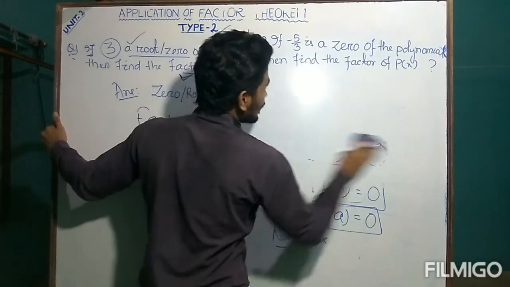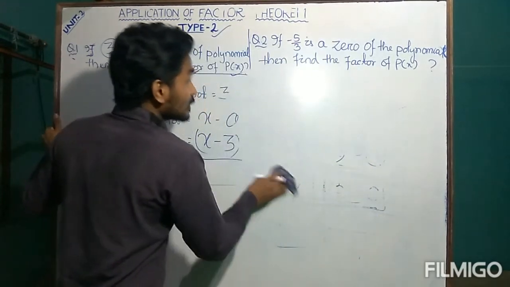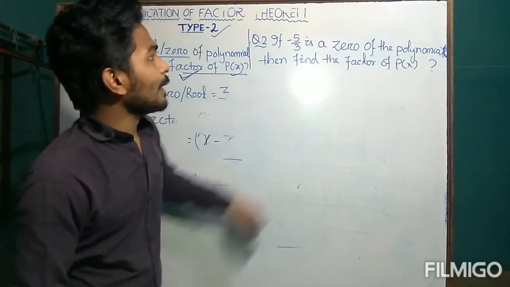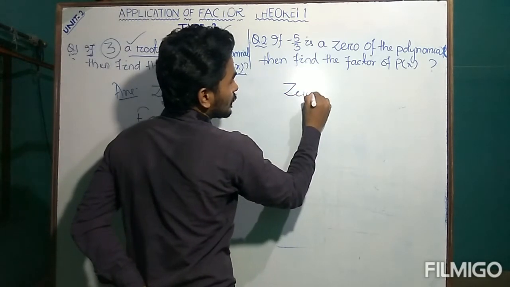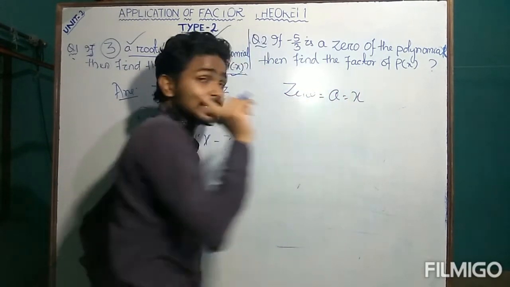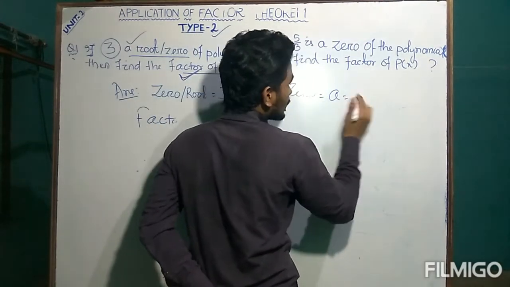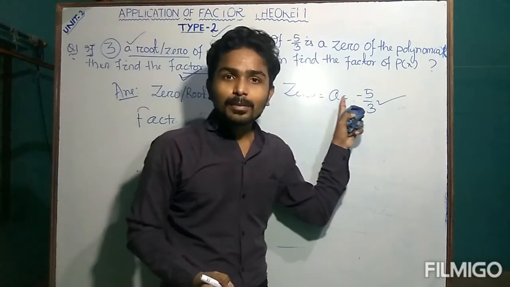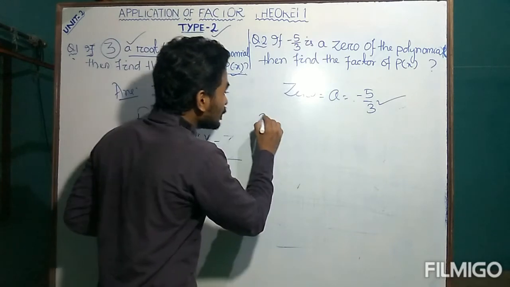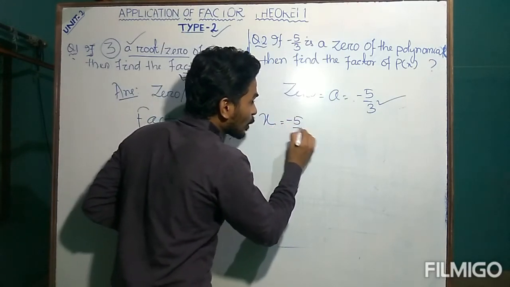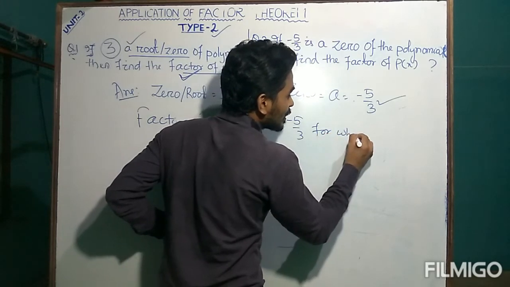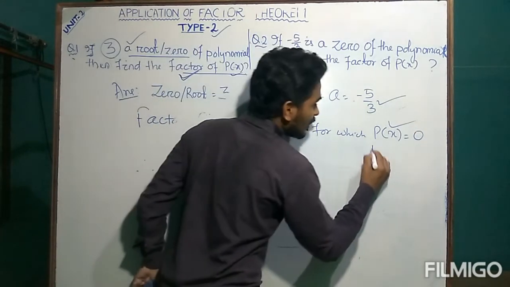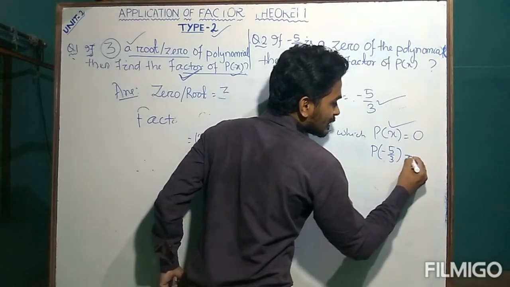Now coming to question number 2. Question number 2 is a similar type of question to question number 1. In question number 2, we have the zero. Zero means a, or you can say x. So zero is equal to a is equal to minus 5 by 3. As we know, the meaning of zero is the value of the variable for which the total polynomial is equal to 0. Here, P of minus 5 by 3 is equal to 0.